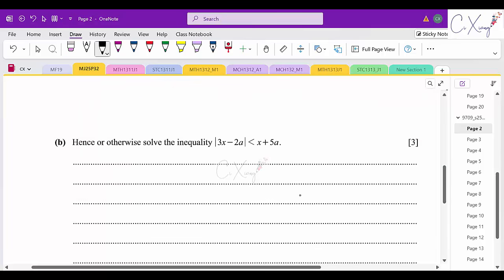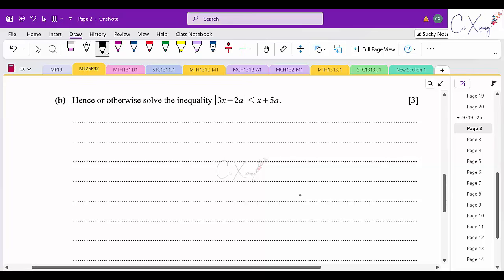Right, then let's continue to part B. Hence or otherwise, solve the inequality for this. For this question, you have one side with the modulus, the other side has no modulus, with the x. Usually to solve this inequality, I would prefer to find out the critical value first. Critical value means the intersection point first.